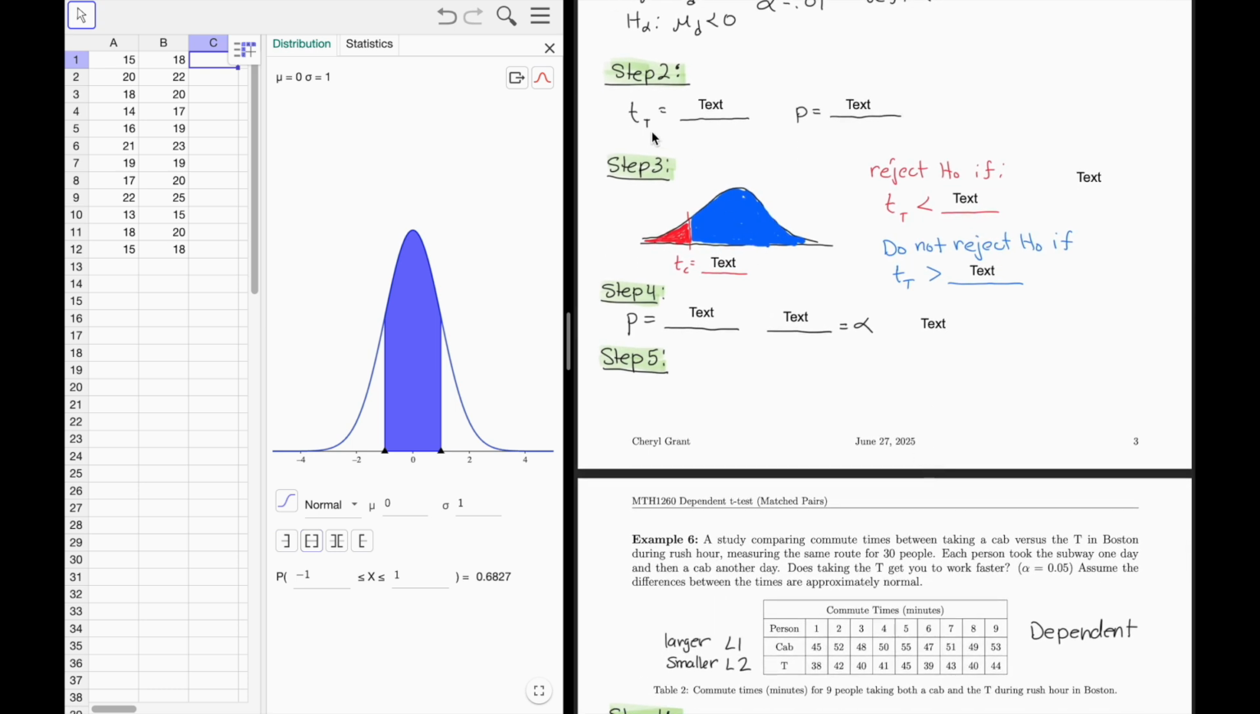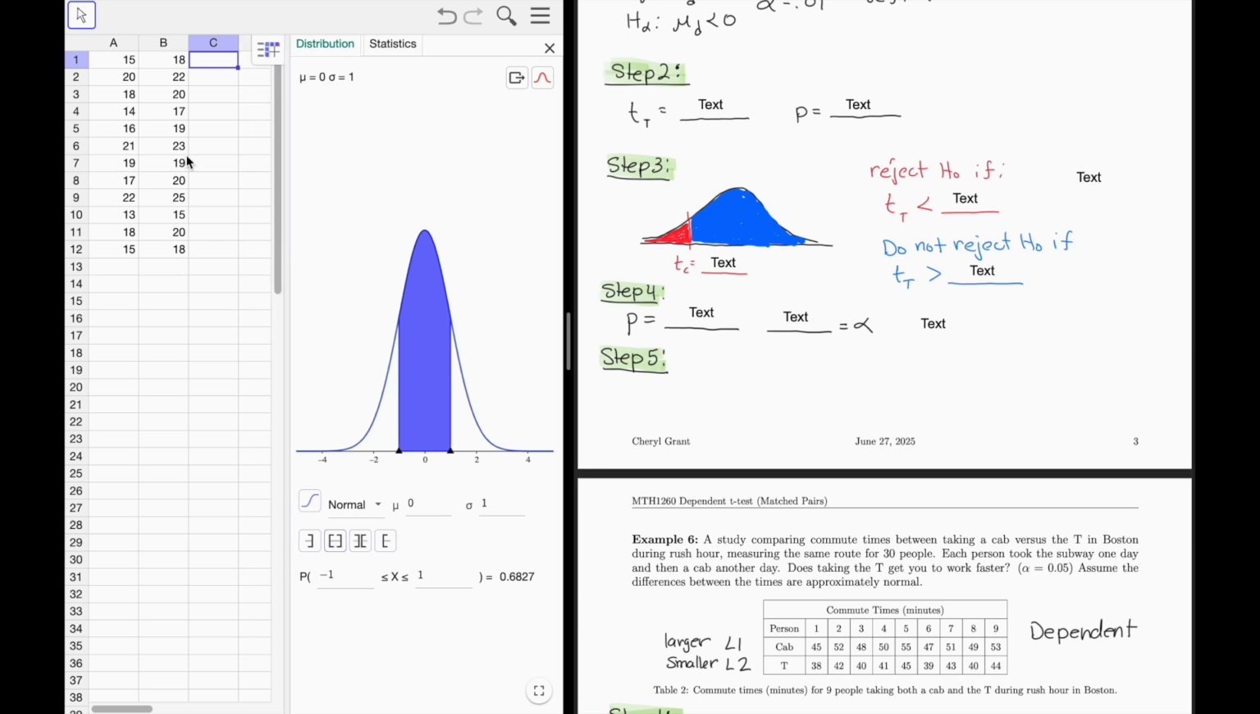Now for step 2, as usual, we need to find the test statistic and the p-value. Now here's where there's a little bit of a different setup. The values in column A are the before scores, and the values in column B are the after scores. And what we need to do is find the differences between all of these and then test just that column. We want to treat column C as a set of data, as a separate sample, and that's what we're going to test.